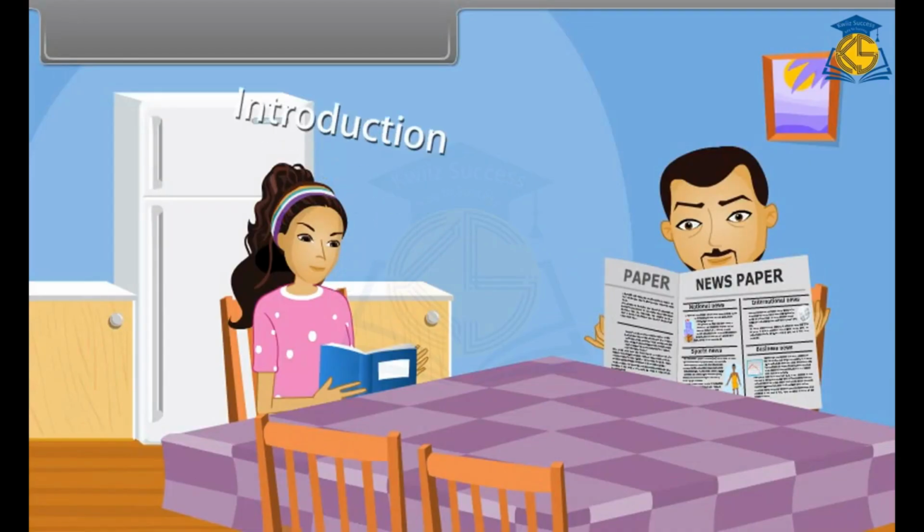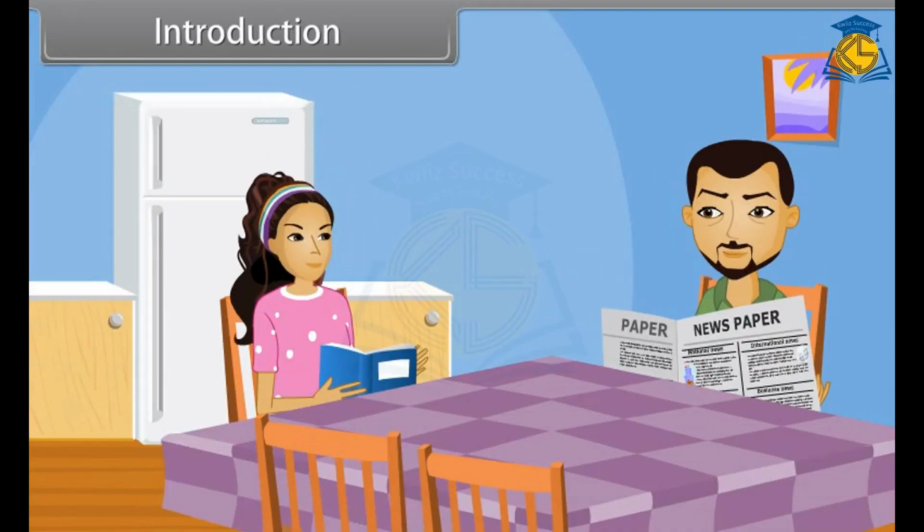Introduction. What are you doing? I'm studying hydrocarbons. Our teacher has asked us to read about hydrocarbons. Oh, that's good. Do you need any help? Yes, I'm reading but not able to understand.